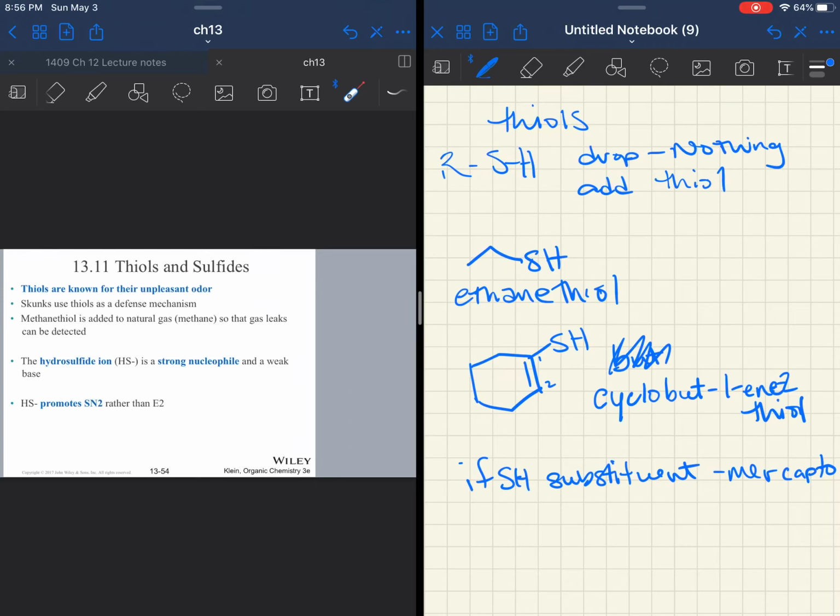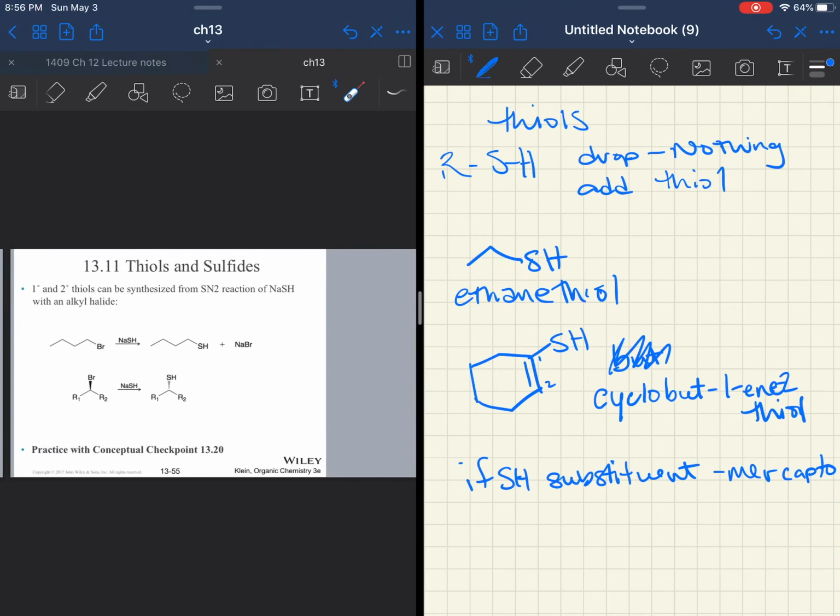Thiols don't smell good. They have a very unpleasant smell. Skunks have thiols in their spray. Methane thiol is what you're actually smelling when you're smelling gas. It's added to methane and propane and butane so that you know if you have a gas leak, because those natural gases don't typically have their own smell. It is a strong nucleophile, so we usually see it with SN2 reactions over E2.